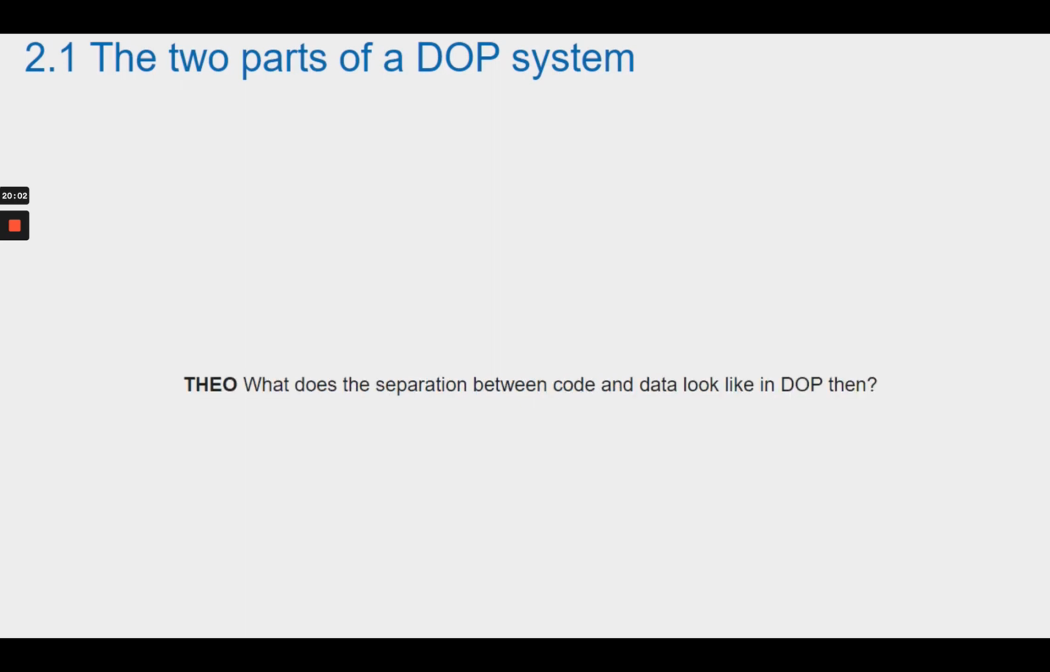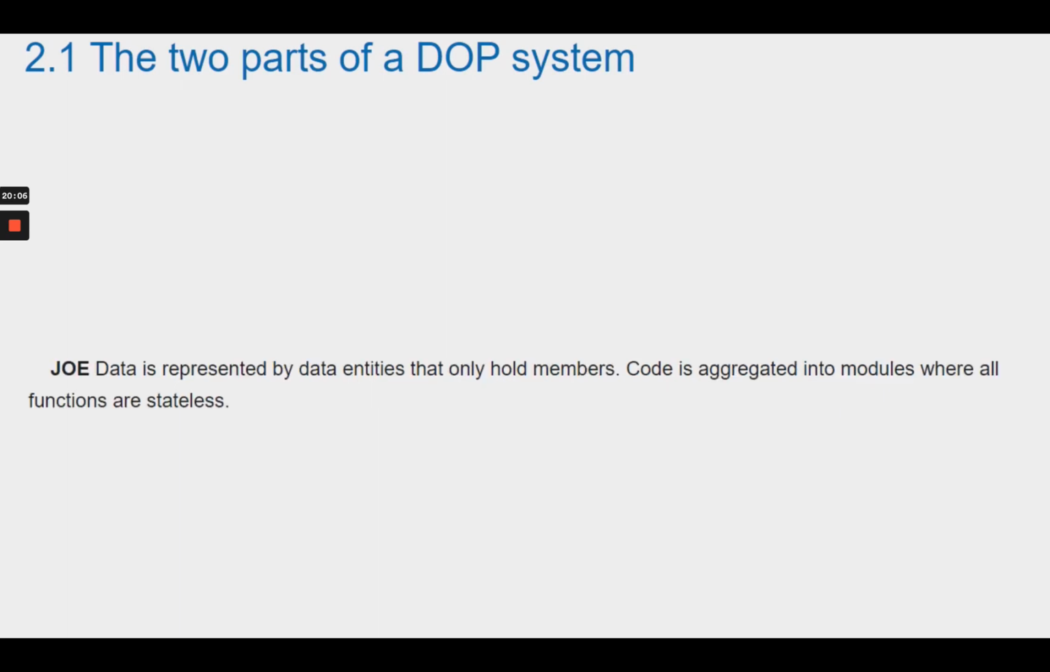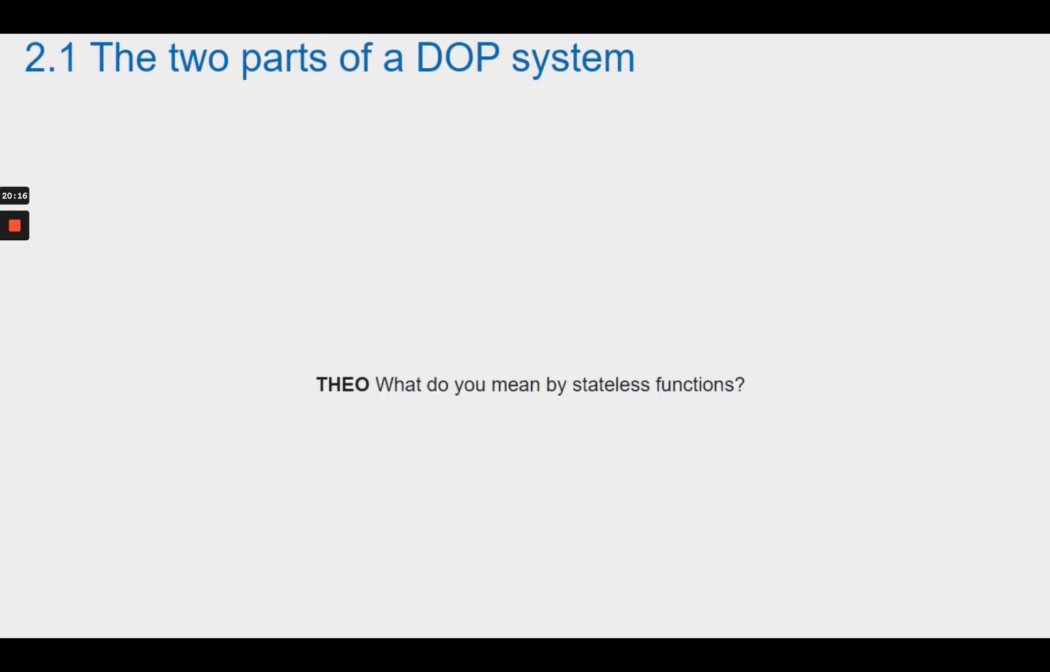Theo: What does the separation between code and data look like in DOP then? Joe: Data is represented by data entities that only hold members. Code is aggregated into modules where all functions are stateless. Theo: What do you mean by stateless functions? Joe: Instead of having the state encapsulated in the object, the data entity is passed as an argument. Theo: I don't get that.